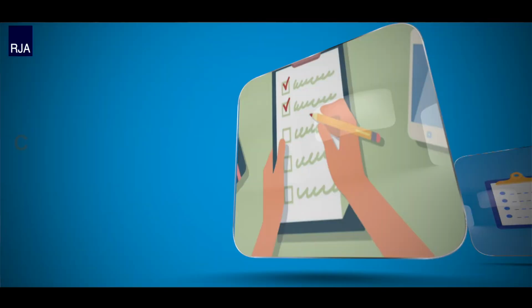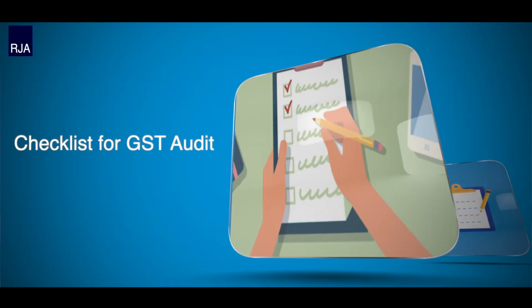Now, having discussed the meaning and types of GST audit, we come to the checklist for GST audit. First one is reconciliation of GSTR 1 and GSTR 3B. It should be ensured that monthly or quarterly returns are in sync with the books of accounts before filing GSTR 9. In other words, the books of accounts through which the financial statements are prepared should be cross-verified with GSTR 1 and GSTR 3B. After that, GSTR 9 should be filed, followed by GSTR 9C.